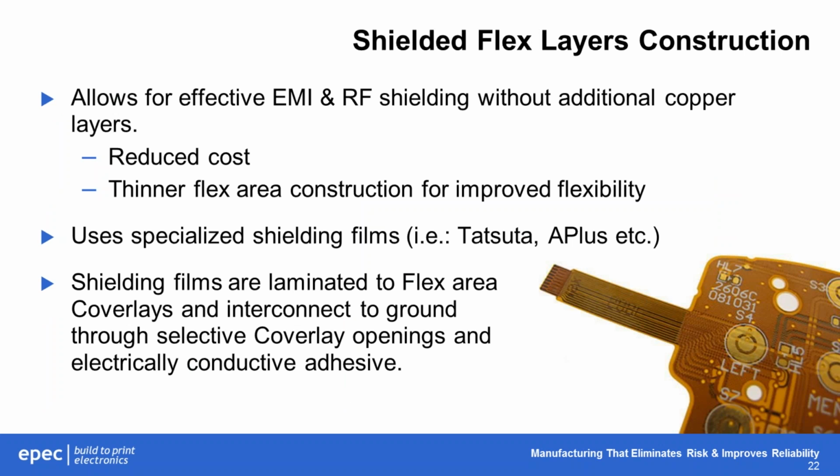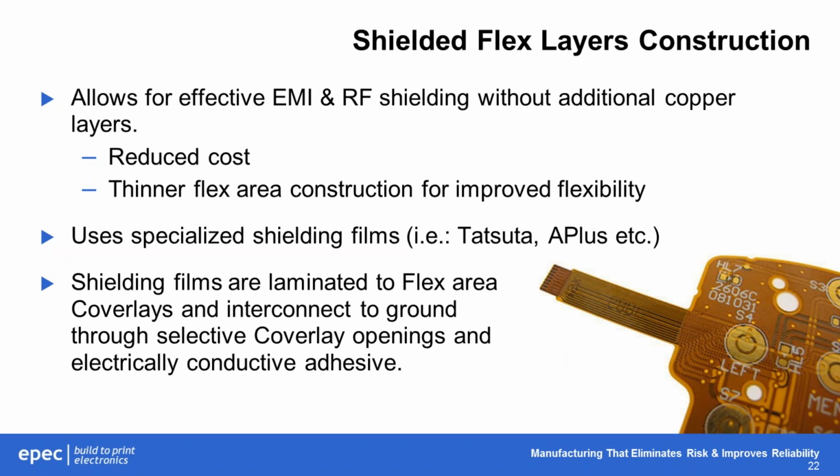The last type of construction I'd like to cover today is that of shielded flex constructions. And the shielding in this case here is not copper layers. It's utilizing specialized films that were developed specifically for shielding on flex. Two of the more common brand names that we use are Tatsuda from Japan and A+ from China. And these films allow for very, very effective EMI and RF shielding without the added cost of copper layers.